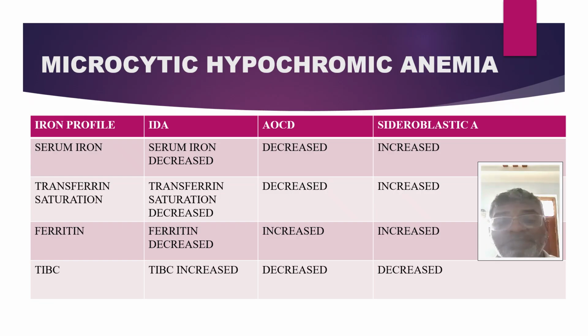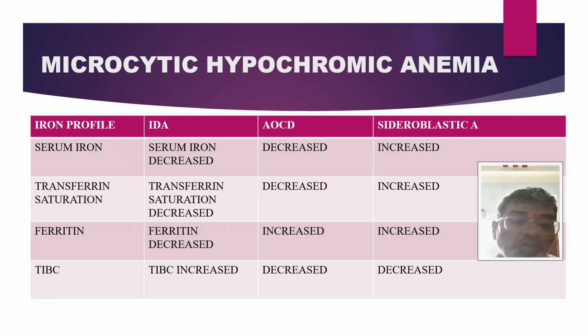So with this basic knowledge, if we check in iron deficiency anemia, the serum iron, transferrin saturation, and ferritin will decrease and total iron binding capacity will increase. Opposite to iron deficiency anemia is sideroblastic anemia. So here more and more iron is present. So serum iron, transferrin saturation, and ferritin levels will be increased, whereas the total iron binding capacity will be decreased.